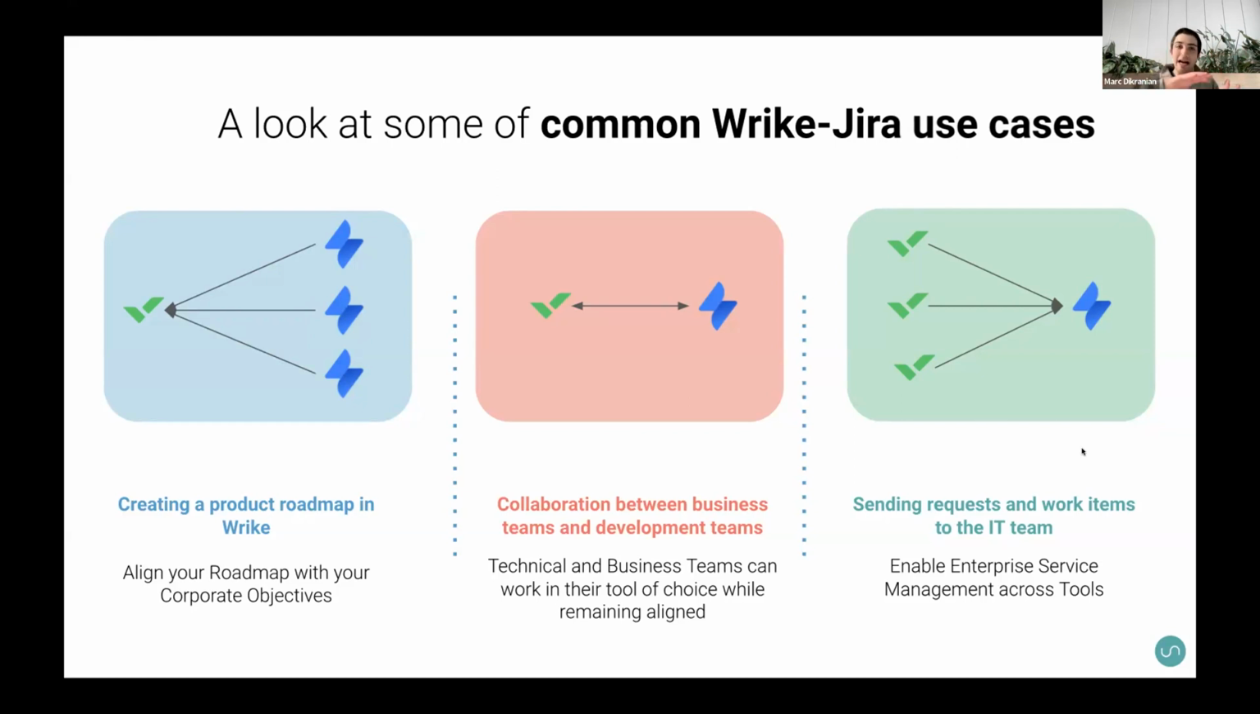And finally, we have the inverse of the blue, which is the green here, where you have a bunch of requests in Wrike sent to work items for the IT team to be working in Jira. And so no longer do you have to have a manual workflow of going back and forth and making sure information is kept in sync. You set it up once, and then it happens behind the scenes.